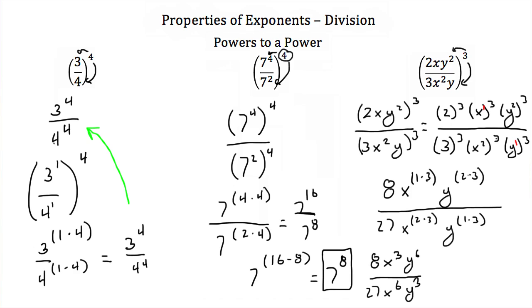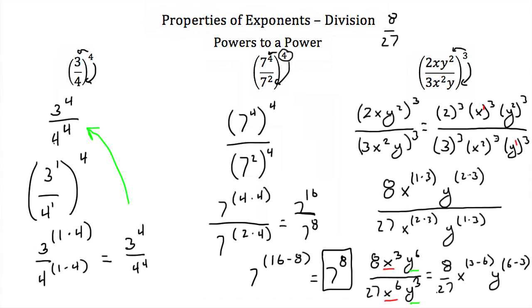Now we still have two sets of numbers with the same base. We're dividing an x cubed by x to the 6th. And we're also dividing y to the 6th by y cubed. So this is going to simplify into 8/27 times x to the 3 minus 6, because remember you subtract your exponents when you divide with a similar base, and then multiplied times y to the 6 minus 3.